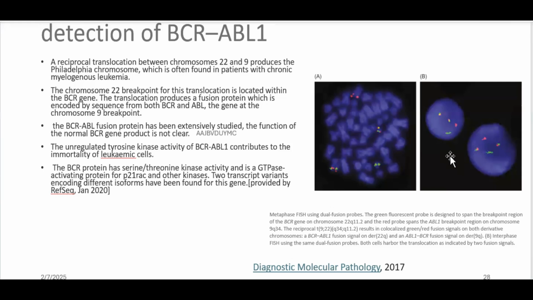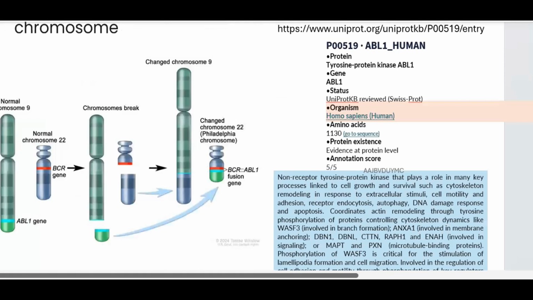And a very good example here is that of rearrangement of BCR-ABL genes in chromosome number 22 and chromosome number 9, which results in leukemia, right? So the immortality of the leukemic cell is on account of the fusion protein that is produced by fusion of BCR and ABL1. Right. Now here are some more details about it.